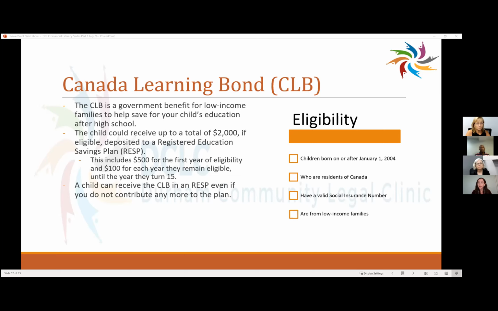There are a few different things for eligibility. In order to be eligible, the child has to be born on or before January 1st of 2004. They must be a resident of Canada. They must have a social insurance number, and they must be from a low-income family.